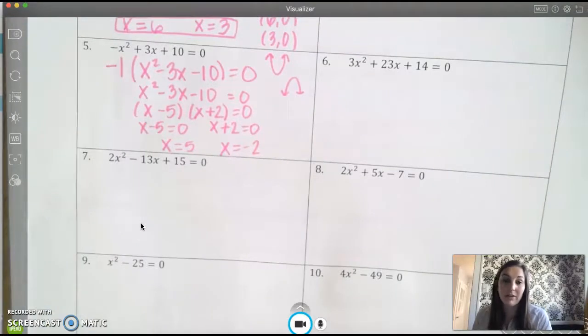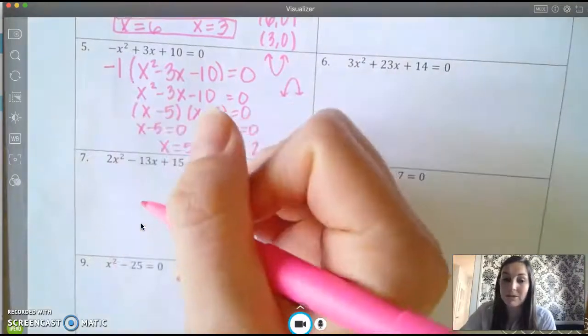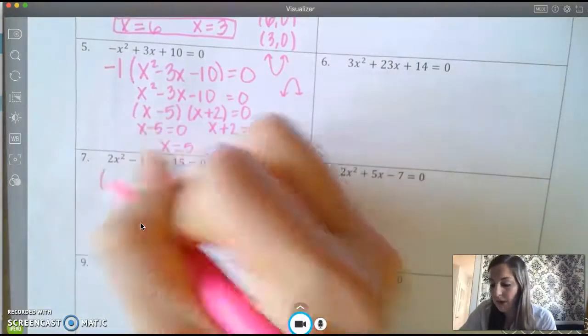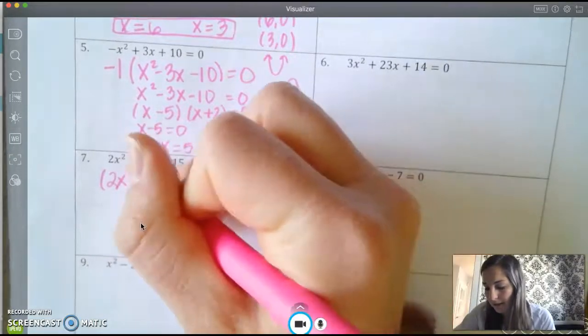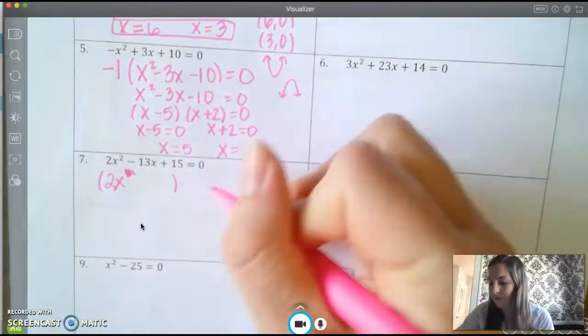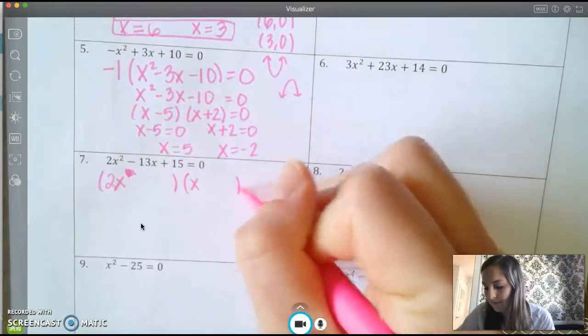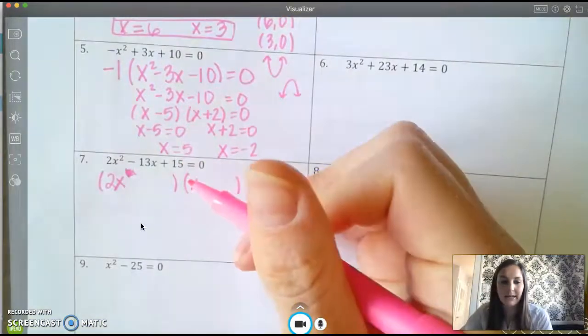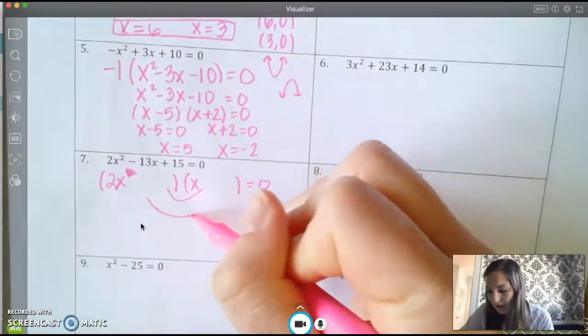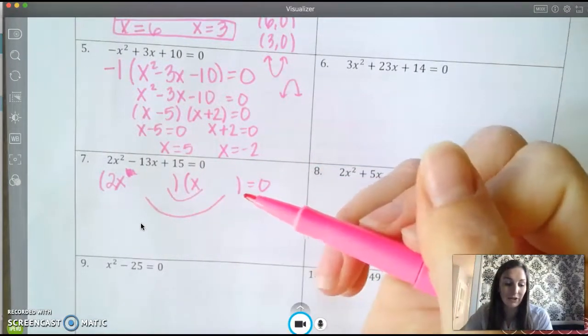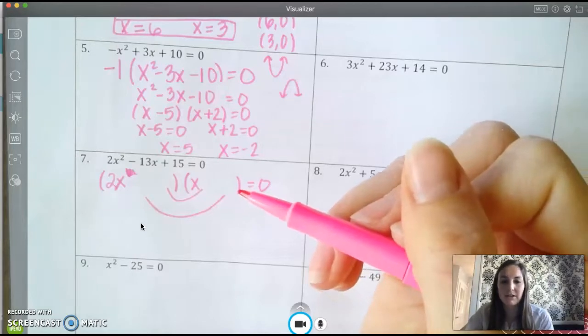We have a coefficient in front of the x squared. So remember, this is where we use our guess and check. So I'm going to start by splitting this up as 2x squared. 2x, my bad, 2x and x. And I'm trying to guess and check numbers that give me 15, and then when I multiply them through, give me negative 13. So I'm thinking of all the different factors of 15.